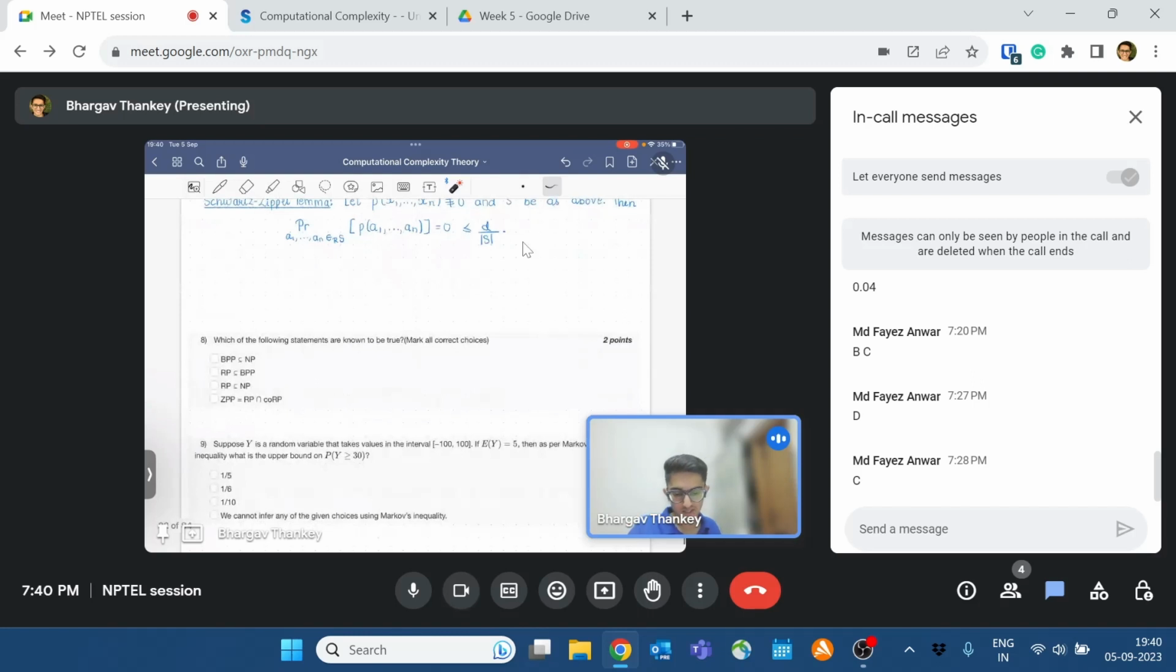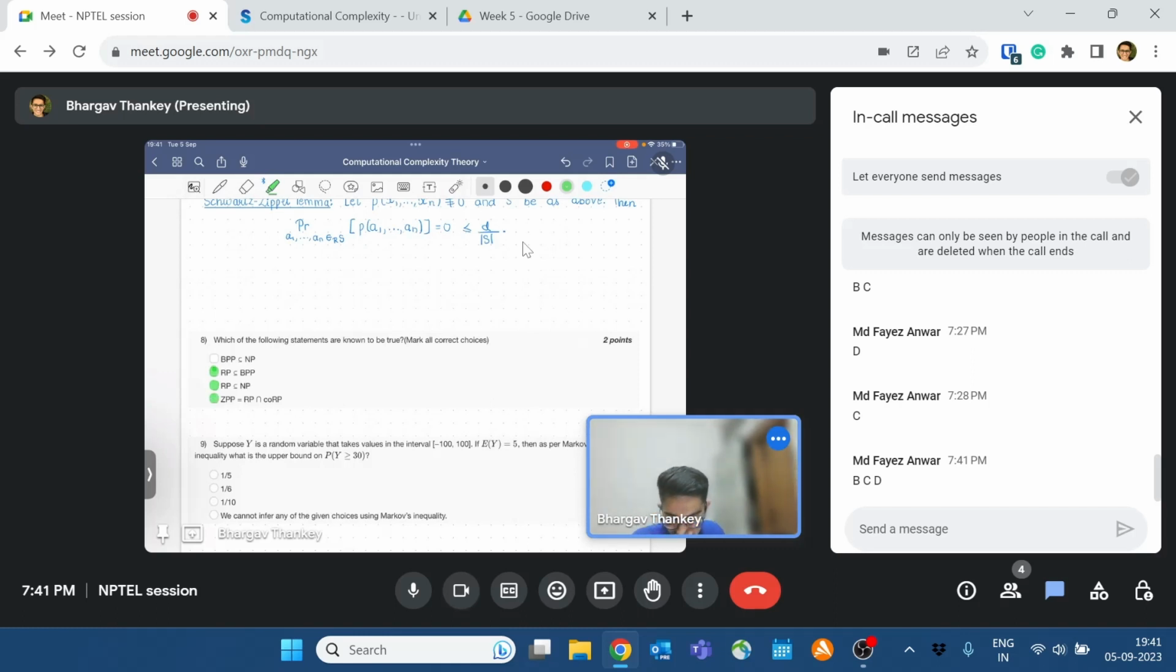Okay, so if this is fine, then let's look at the next problem. Which of the following statements are known to be true? Mark all the correct choices. BPP is in NP, RP is in BPP, RP is in NP, and ZPP equals RP intersection co-RP. Which of these are true? We have seen things like this multiple times.